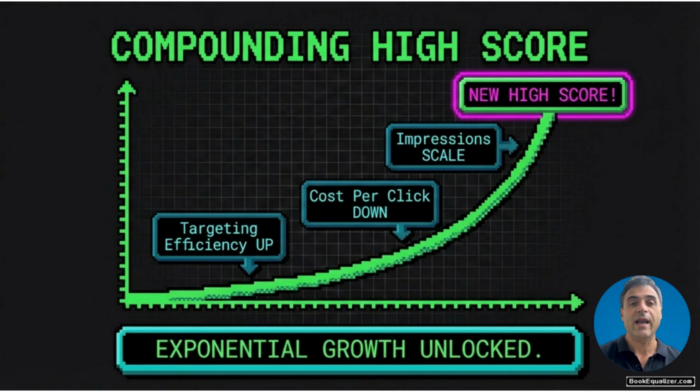The result, exponential growth. Each improvement feeds into the others. Lower costs mean more budget for more campaigns. More campaigns mean more data. More data means better targeting. Better targeting means higher conversion rates. Higher conversion rates mean even lower costs. You've unlocked a virtuous cycle. New high score achieved. This is what sustainable, scalable traffic looks like.